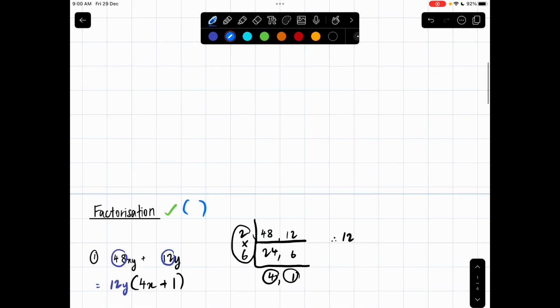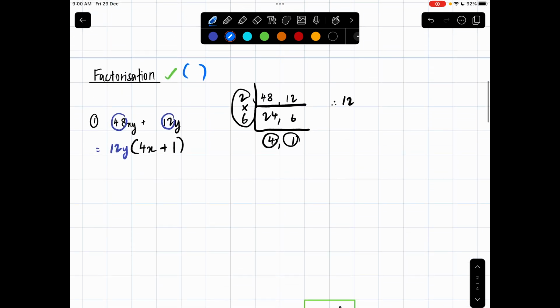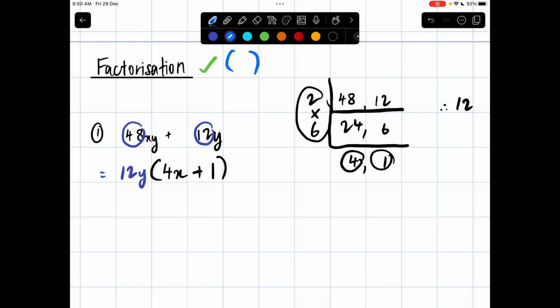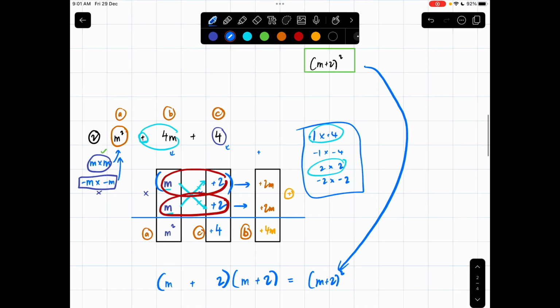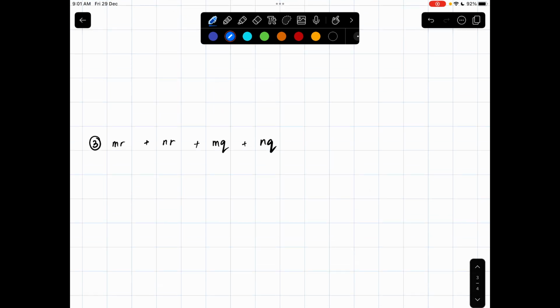So remember, for the first method, it doesn't matter how many terms there are. All you have to do for this particular method is that all the terms in the expression must have a common factor. The second method is only used when there are three terms and there are no common factors. And the third one is used when there are four terms, just four terms in a special case. And these four terms do not have a common factor.